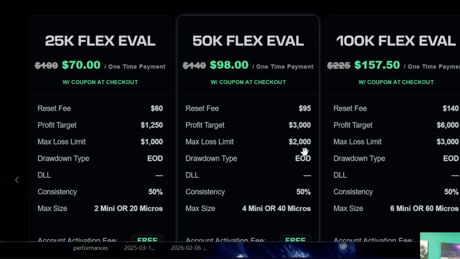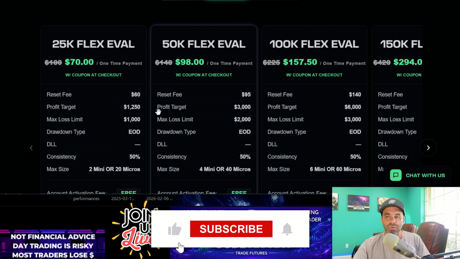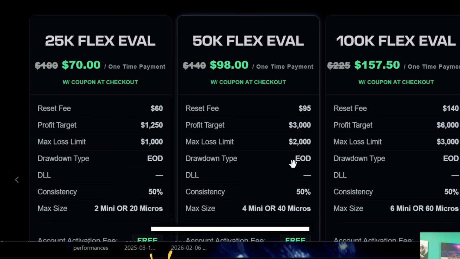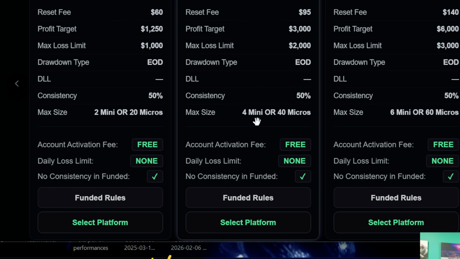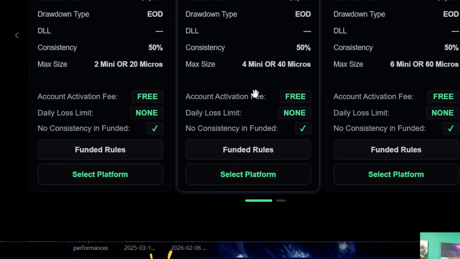Max loss limit is $2,000. So this is rather the norm for 50K accounts across the board in the industry. You do have an end of day drawdown, so that's nice. And my favorite, no daily loss limit, especially in these evals. Consistency rule is 50% and your max size is 4 minis or 40 micros. Account activation fee, there is none, it's free, so you're going to be all in for $98.